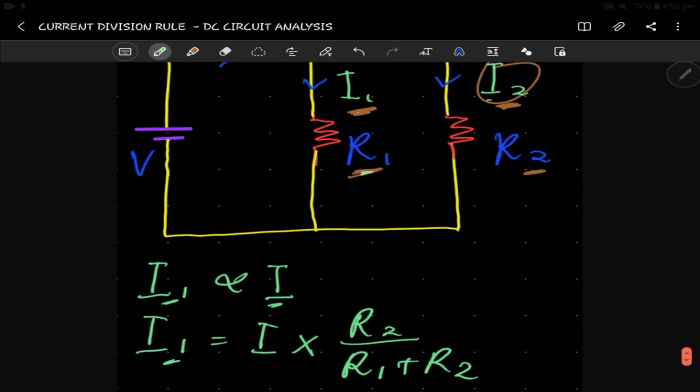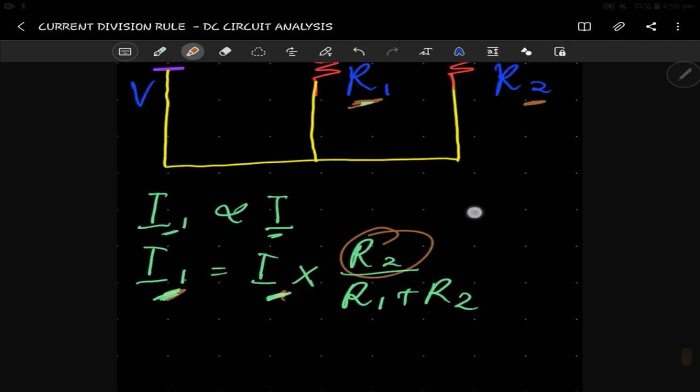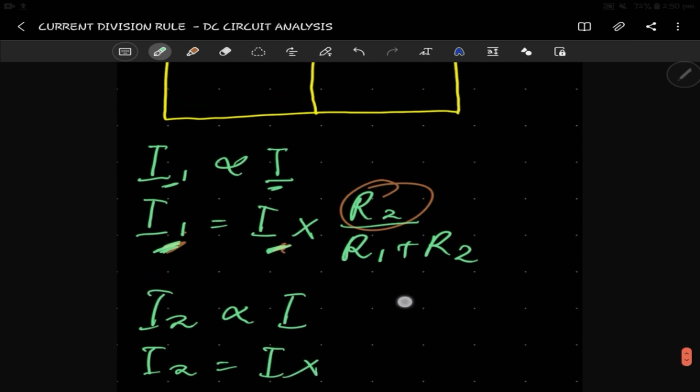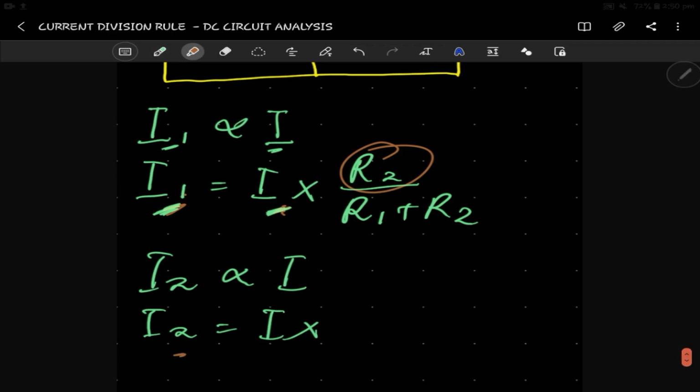So remember this, you are trying to find I1, meaning that we know I1 is a portion of I, clearly. The next thing to know is that the one we put at the top will be R2, the other one that I1 is not passing through. Similarly, if you're trying to find I2, I2 is proportional to I, so we have I2 equal to I multiplied by the fraction. We are finding I2, meaning the resistor we use at the top will be R1, so now we have R1 over R1 plus R2. So basically that's how it works.